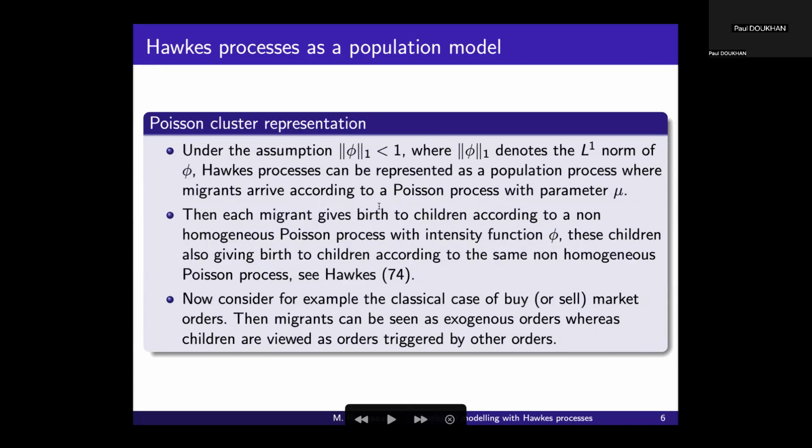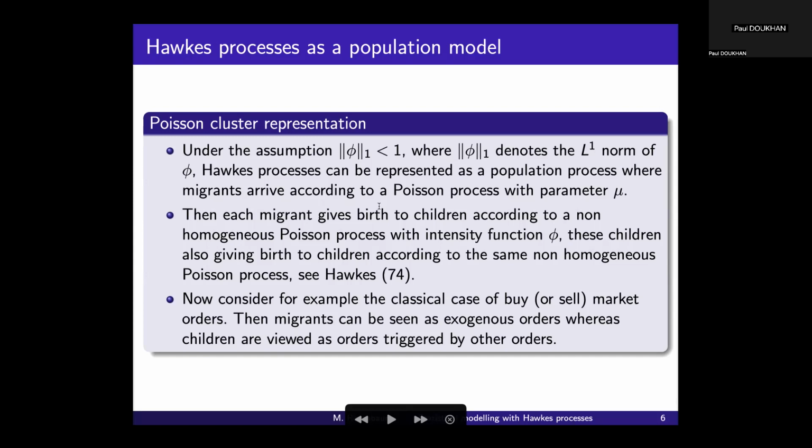The branching structure is quite simple actually, and to use it we are going to assume that the L1 norm of phi is smaller than 1. And coming back to your comment, Donatas, this condition ensures the stability of the Hawkes process. Here it becomes a bit tricky. It's more tricky than with conventional time series. When I say stability here, it's a condition that ensures that you get an ergodic intensity. So with this condition, you know that you can get an ergodic solution for the intensity.